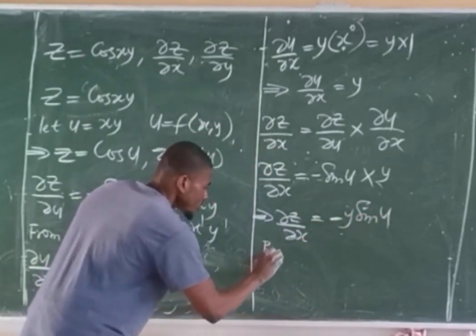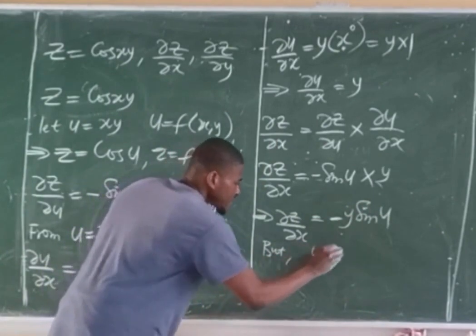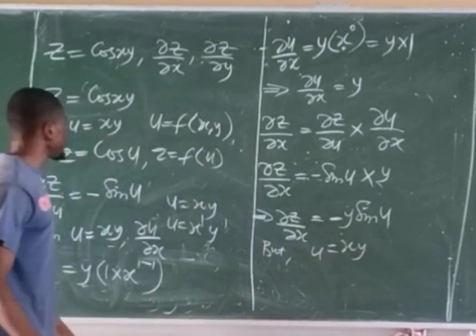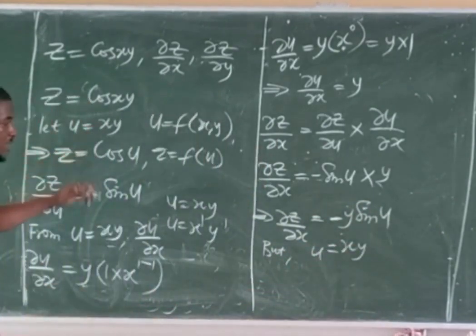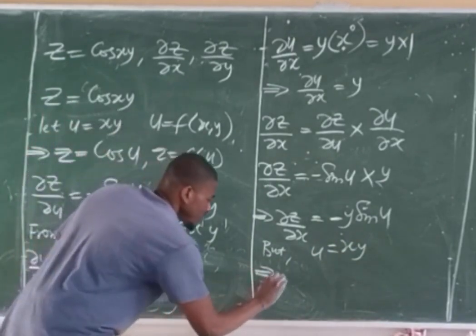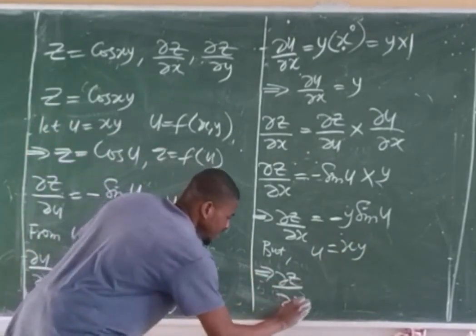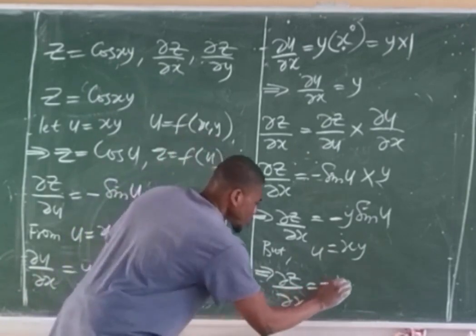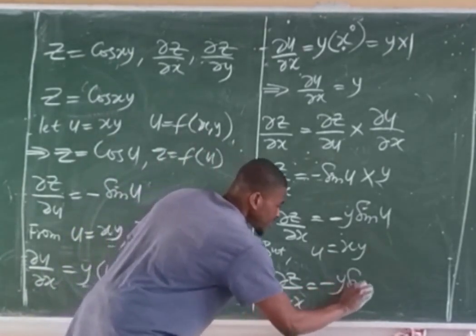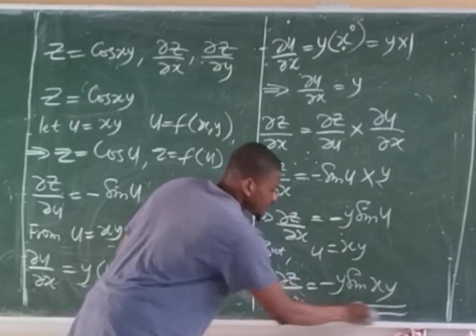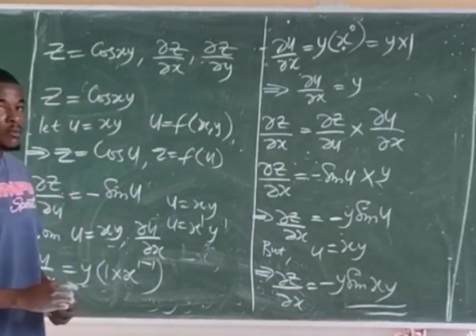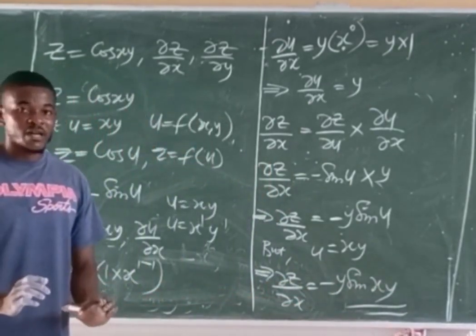But recall, we said u is simply xy. From here, we put u as xy. So that simply means that partial z, partial x is simply minus y sine xy. Alright, so that's how you find it from the formula method. This is the normal method of approach.